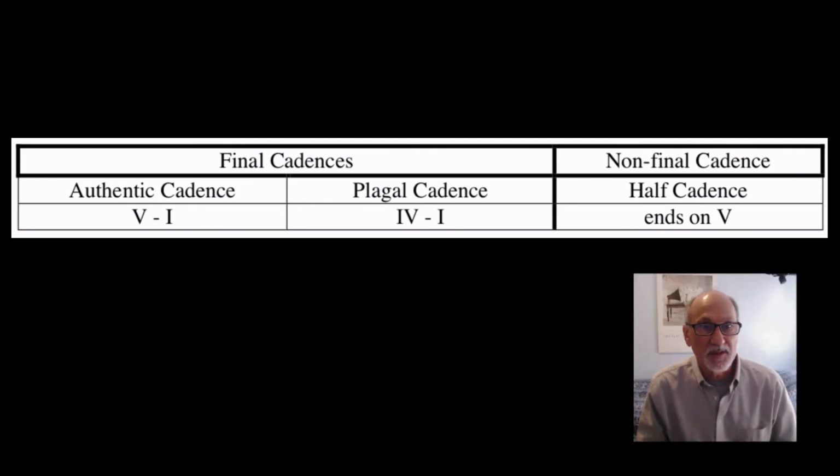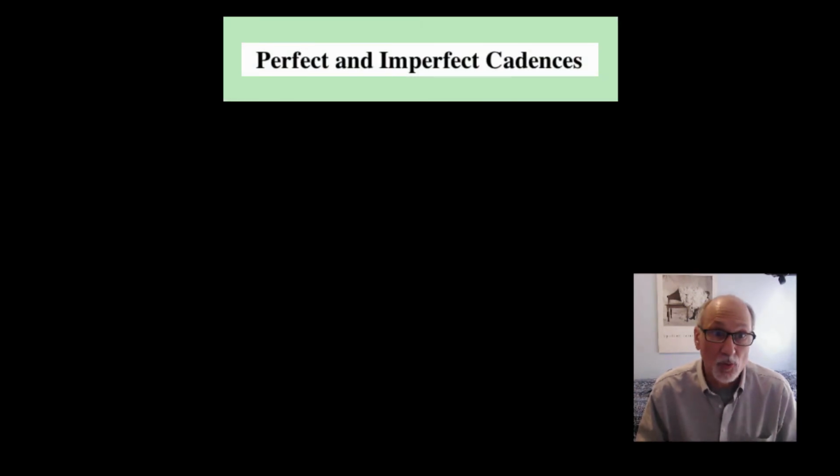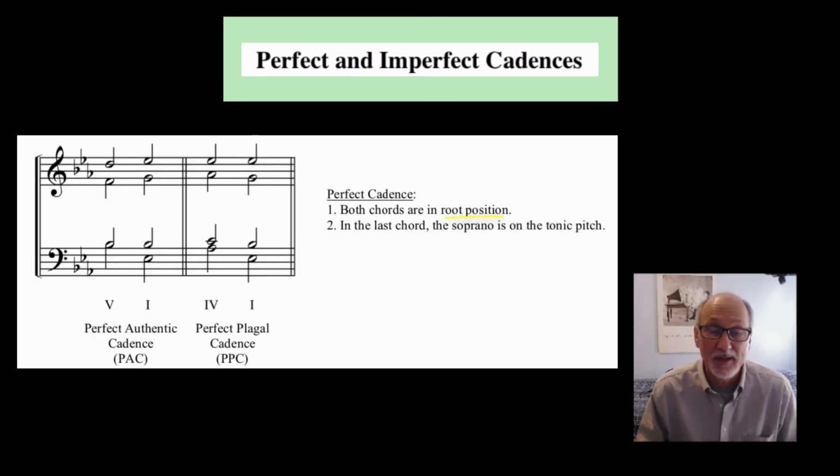Now, one additional distinction that we want to make with final cadences is whether they are perfect or imperfect. A perfect cadence is one that would provide a strong and satisfactory effect at the conclusion of a composition. In order for a final cadence to be called perfect, both chords of the cadence have to be in root position, and the final pitch of the soprano must be the tonic. And if either of these conditions is not met, the cadence is called imperfect.